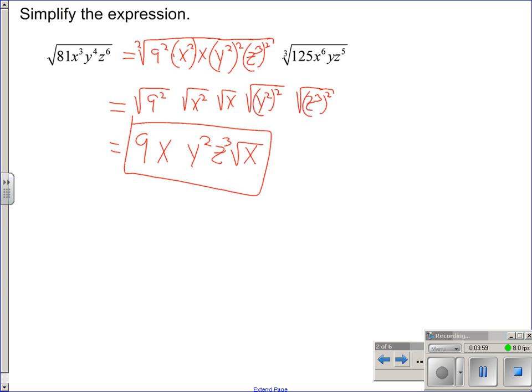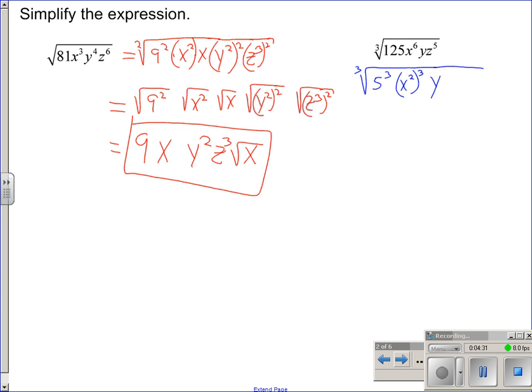All right. That was that problem. Now, for the cube root, I'm going to do a very similar idea. The cube root, 125 is a perfect cube. It's 5 to the third power. X to the sixth is x squared raised to the third power. Again, I'm taking the cube root of things, and so I'm looking for quantities raised to the third power, so it's easier to simplify. That y has nothing to it, so it's just going to stay there.